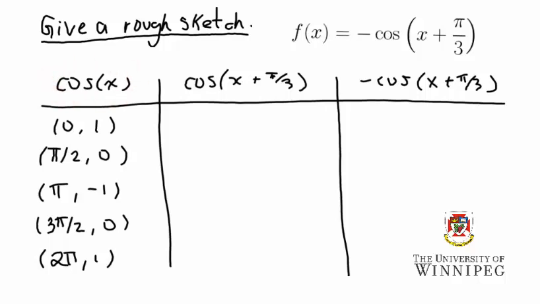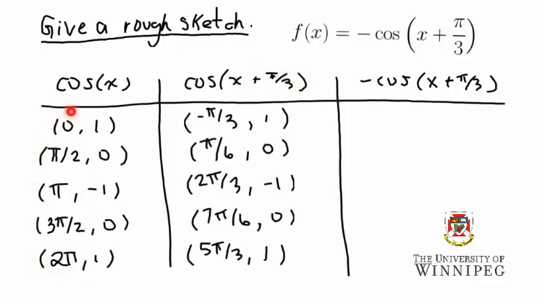As we move from cosine of x to cosine of x plus pi by 3, what we really have to do is subtract pi by 3 from all of our x values. Subtracting pi by 3 from 0 will give us negative pi by 3. Subtracting pi by 3 from pi by 2 will give us pi by 6. Subtracting pi by 3 from pi will give us 2 pi by 3. And then 7 pi by 6 and 5 pi by 3 for our remaining 2 points.